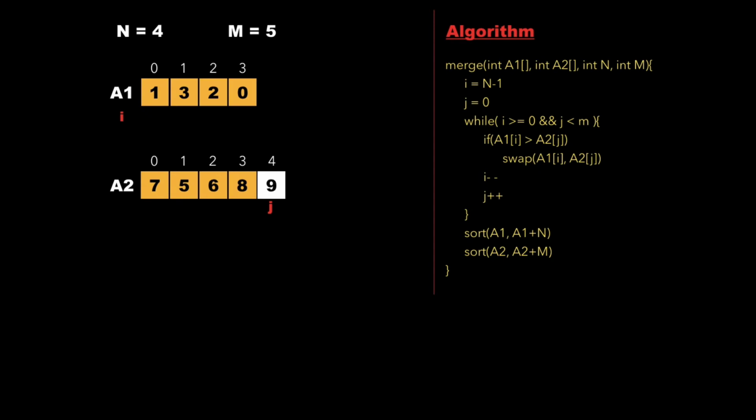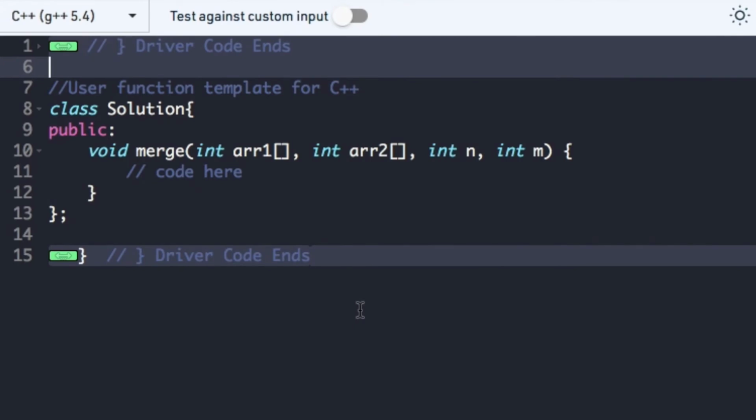Now we reach a condition where the value of i is not greater than or equal to 0. Therefore we exit the while loop and sort the arrays A1 and A2. First we sort the array A1 and then sort the array A2. So we get the updated contents of A1 and A2 as 0 1 2 3 and 5 6 7 8 9, which is the totally sorted array, which is our output. So now let's begin with our code.